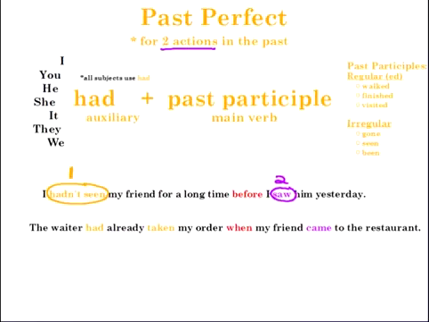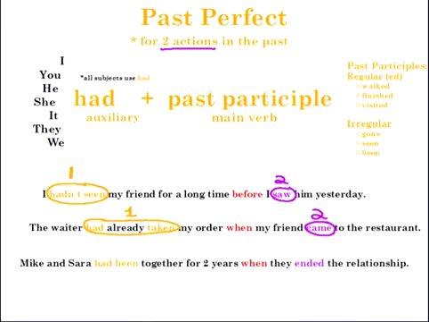The waiter had already taken my order when my friend came to the restaurant. So again, in this first part, had already taken. The waiter had already taken my order. That's the first thing that happened, right? When my friend came to the restaurant. So that's the simple past. That's the second thing that happened. Again, using the past perfect to indicate which action happened first.